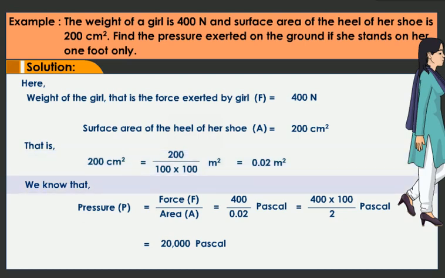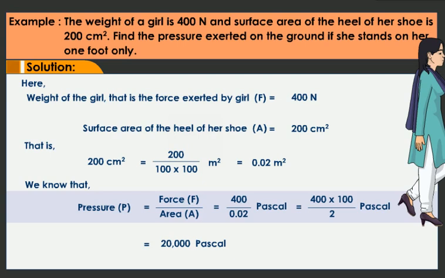Students, we know that pressure is equal to force divided by area, or P is equal to F divided by A. So let us now substitute the values of force and area in the given formula to calculate the pressure. So we write pressure equals 400 divided by 0.02 Pascal.